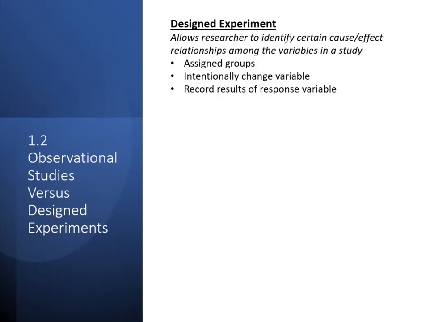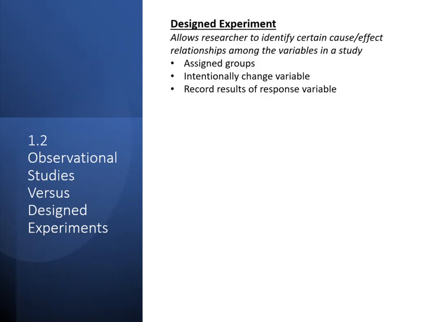So you can see here that we are going to define a designed experiment as something that allows the researcher to show cause and effect between a relationship in variables. When I design an experiment, I divide something into groups, and I'm going to intentionally change one variable between the groups. Once I do that, I'll record the results. Now, in an experiment, this is the only time when we can state cause and effect. So by creating this experiment, I can say that, yes, this one thing does cause the outcome over here.